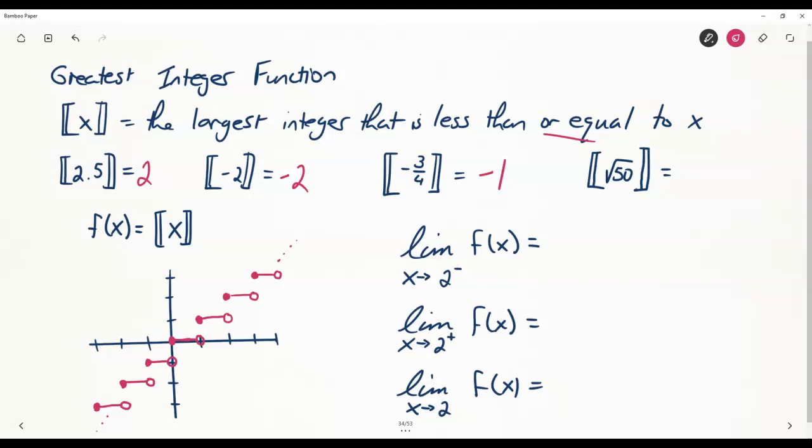And the greatest integer of the square root of 50, well, what two whole numbers is the square root of 50 between? 7 and 8, right? Round the number down. So it's 7. That's exactly what this says. And the graph of this function, because it is a function, if I give you the value of x, there's no way you can give me two different greatest integers that are less than that number. So this is a function.